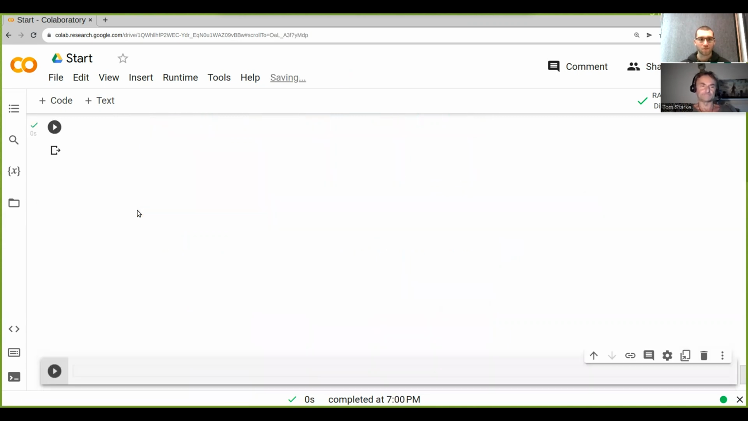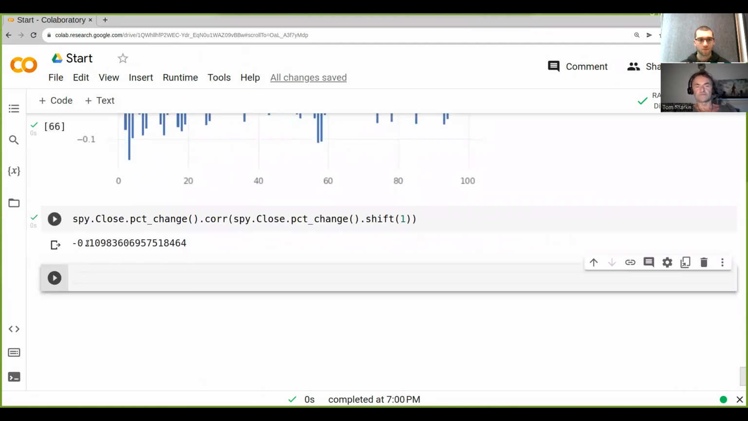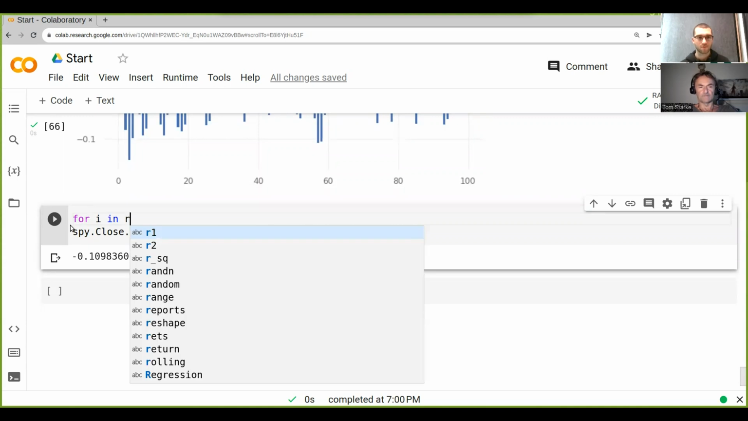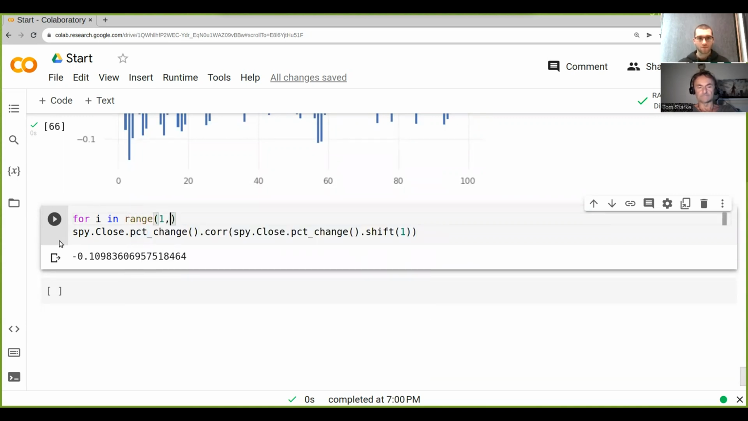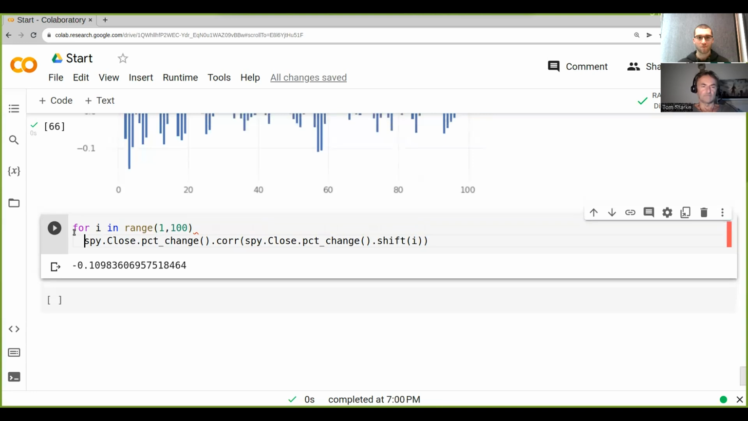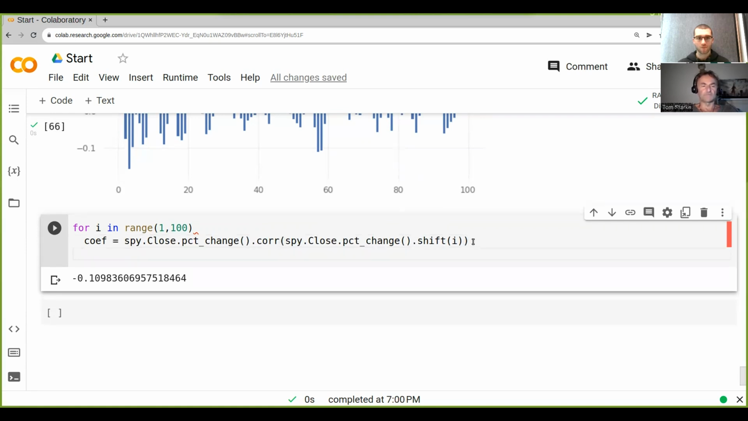And so if we run this, we can see there is a negative autocorrelation. So it's minus 0.1. One thing we could do is, of course, loop through, say, 100. Then we say i here. And this now basically shifts the returns by a certain amount. We can then do something like this, and then let's just print them out.